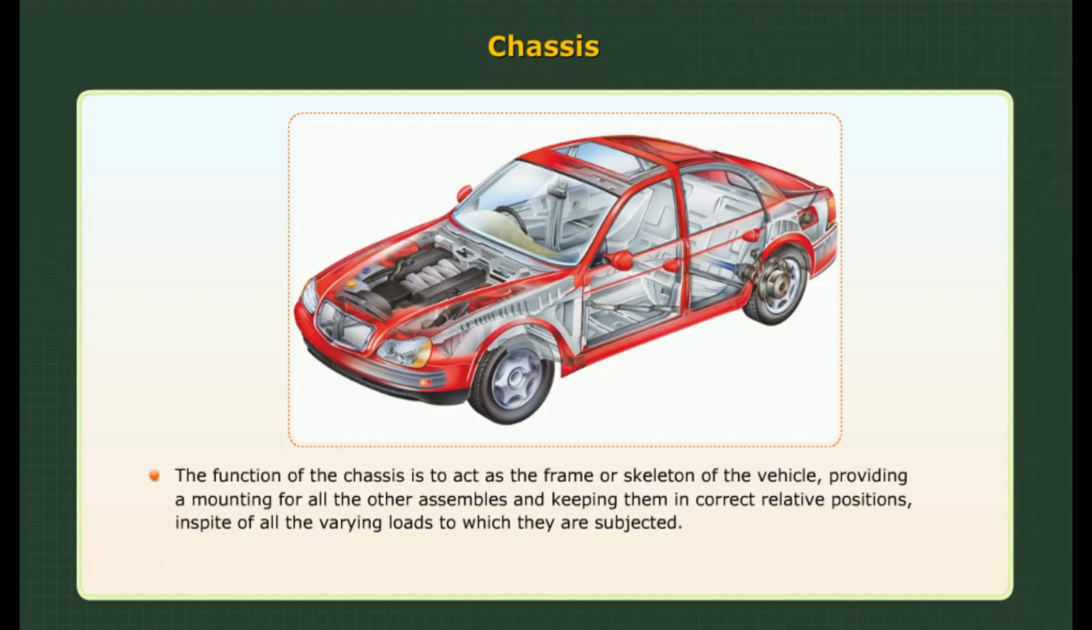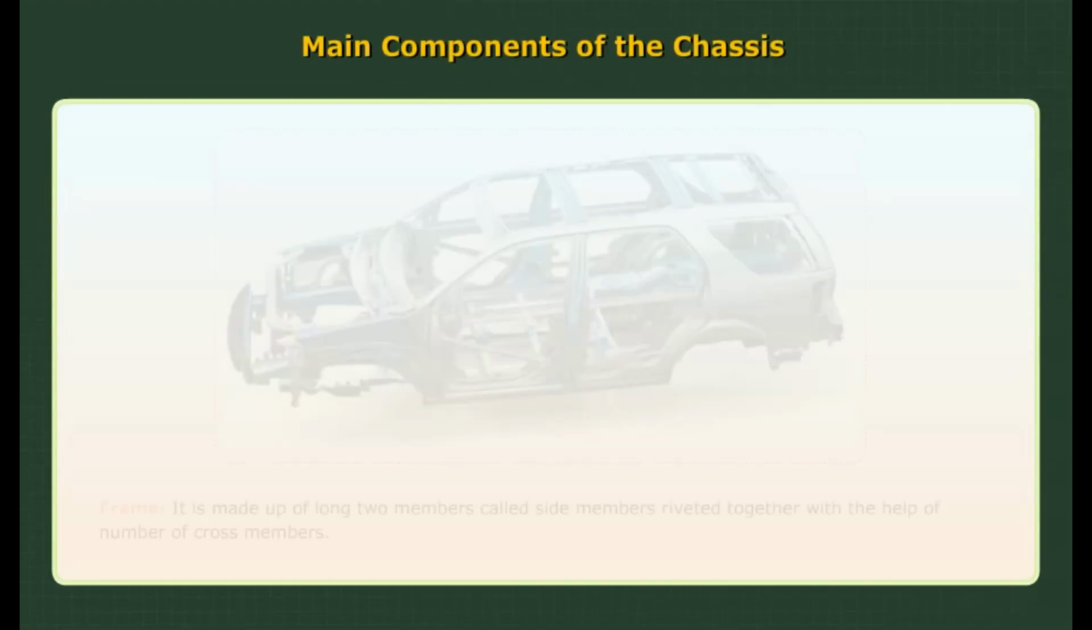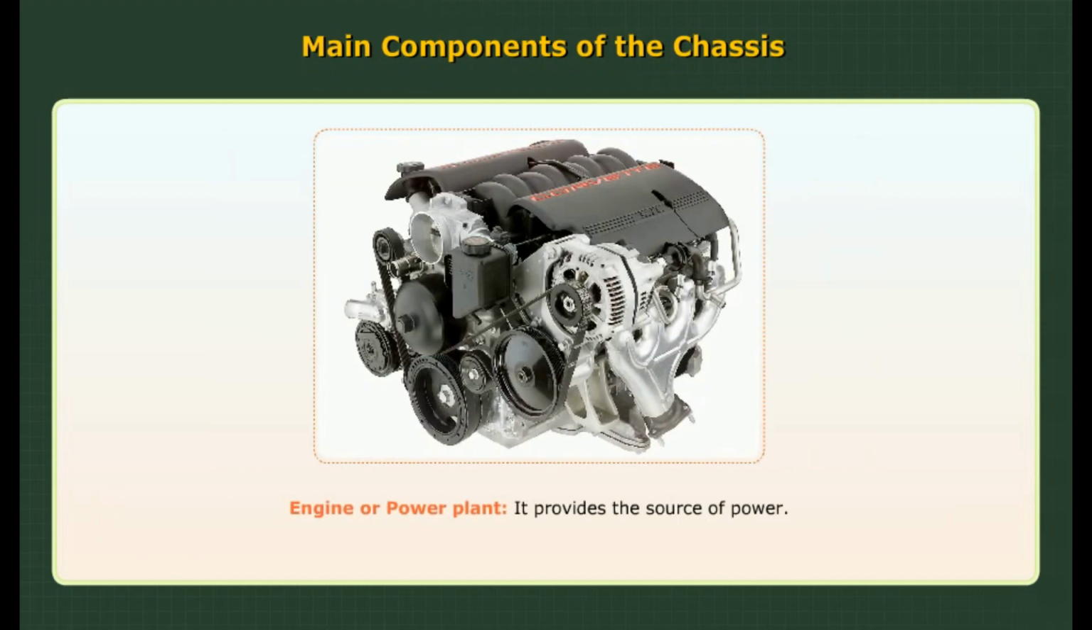The function of the chassis is to act as the frame or skeleton of the vehicle, providing a mounting for all other assemblies and keeping them in correct relative positions in spite of all the varying loads to which they are subjected. Main components of the chassis. Frame. It is made up of two long members called side members, riveted together with the help of a number of cross members. Engine or power plant.